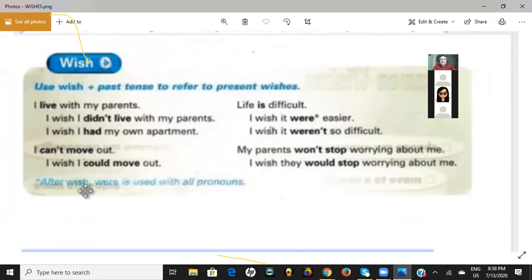So look here, do you see the image where it says wish? Yes, teacher. Okay. So look here, use wish plus past tense to refer to present wishes. Now, here's the reality. I live with my parents, and maybe they're too demanding, maybe they have their problems. So I say to my friends, I wish I didn't live with my parents. How will you say this example in Spanish?